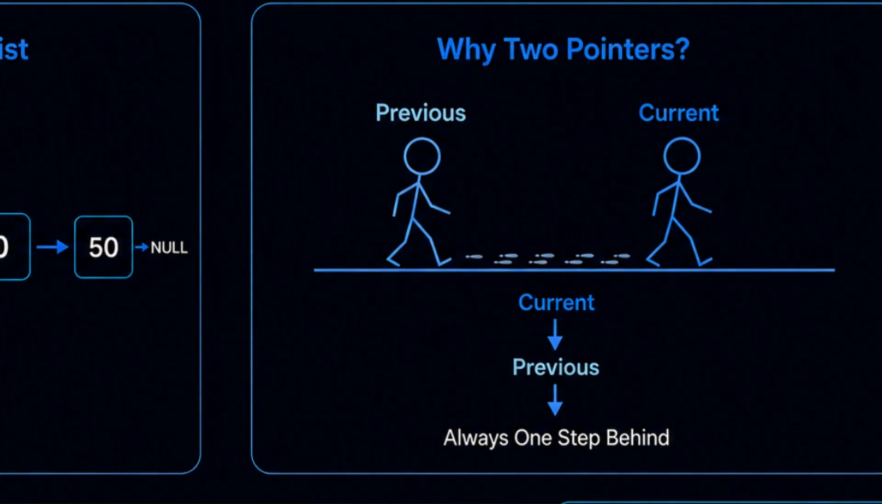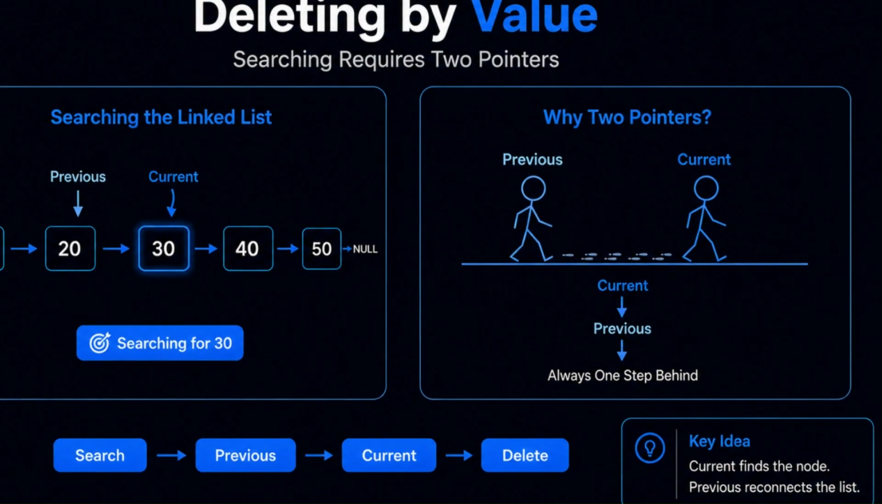Think of it like hiking through a forest. One person walks in front. Another follows just a few steps behind. Wherever the leader goes, the second person follows. By the time the leader reaches the destination, the second person is perfectly positioned just behind them. Our two pointers work exactly the same way.